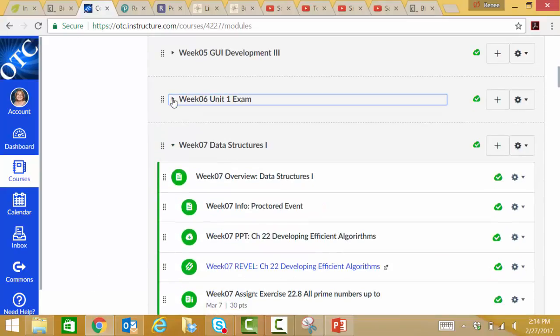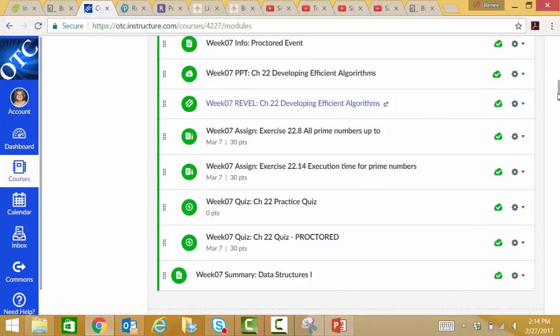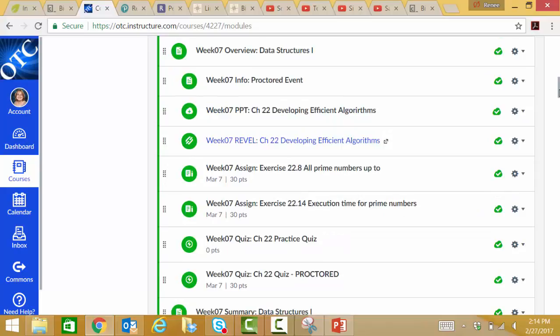I hope the Unit 1 exam was okay. I know the exams can be hard. We are in week 7, and so as you look at week 7, we'll be talking about data structures, just like we were looking at in our presentation.